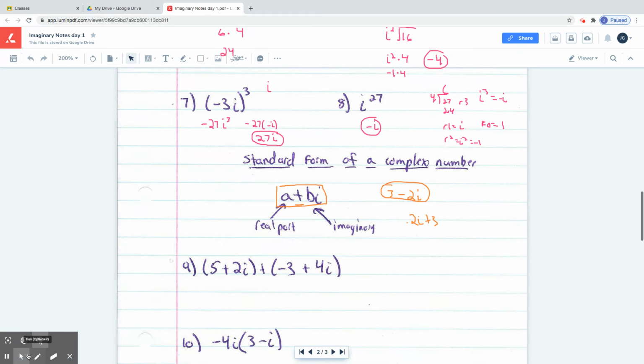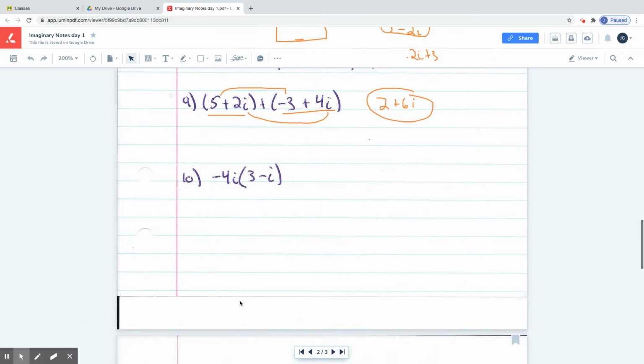So we have 2 complex numbers being added. The nice thing about this is that when you're adding complex numbers like this, it's just like adding like terms. You add the real parts and you add the imaginary parts. So 5 and -3 would be 2. 2i plus 4i is 6i, and there is my answer: 2 plus 6i. Exactly what you would assume it would be if you guessed the answer, just like if i was x, just combining like terms.